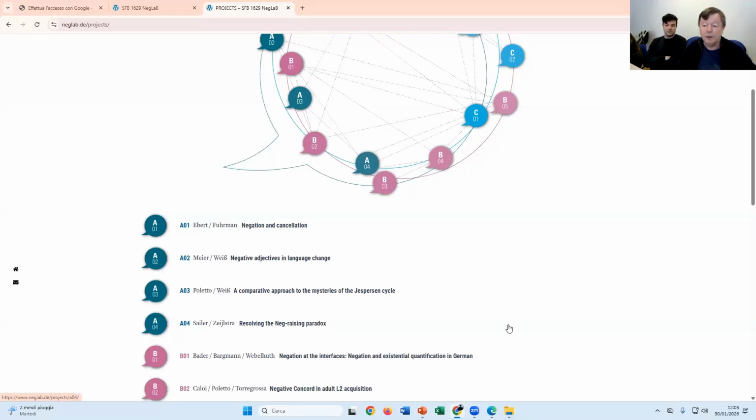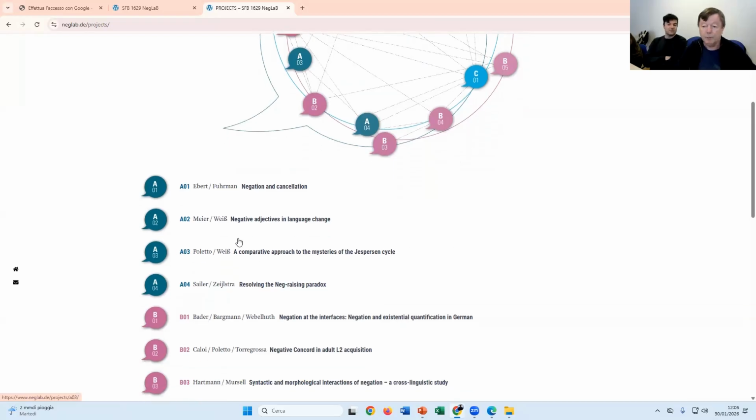For example, I am involved in another project on negative adjectives in language change, where we investigate why some adjectives in German are only possible when they are negated. For example, unaufhörlich, incessantly, which only exists in such negated form. The non-negated form, aufhörlich, is no word in German.